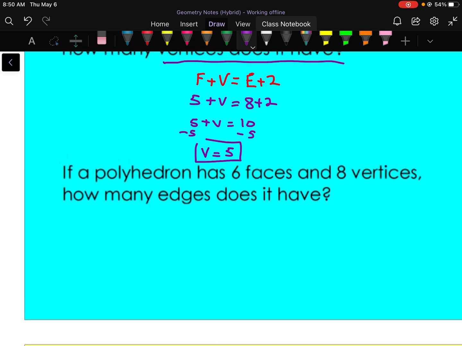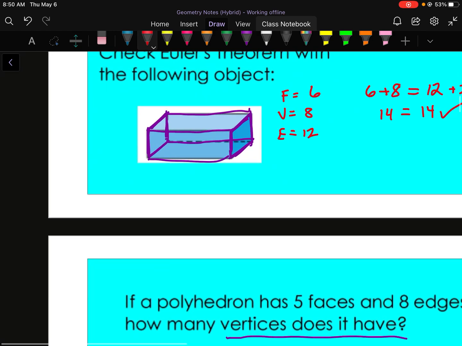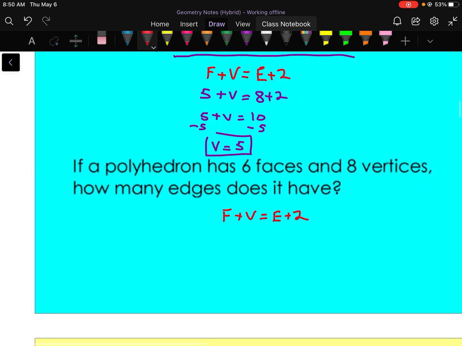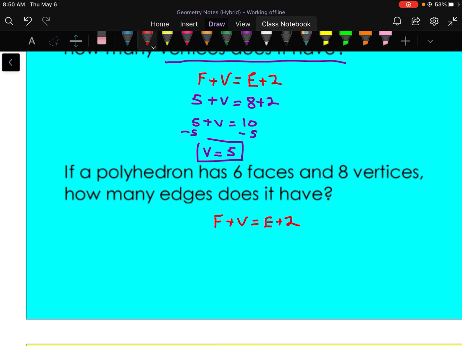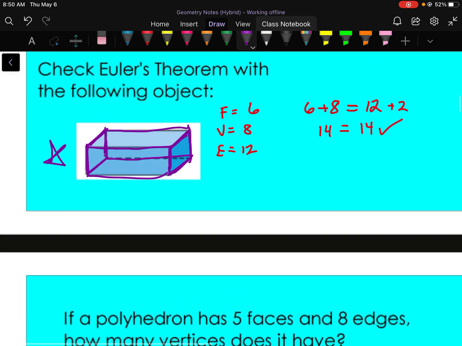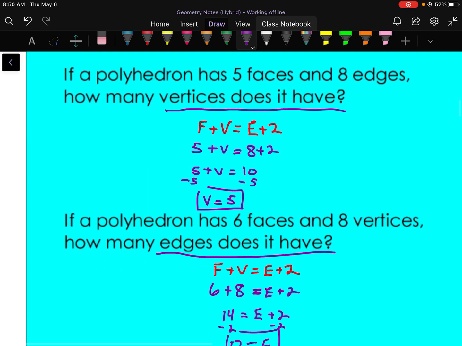If a polyhedron has 6 faces, I'll write the formula again. F plus V equals E plus 2. Again, that's Euler's theorem, Euler's formula. And then fill in the information that we're looking for. So the faces, there are 6. There are 8 vertices. How many edges will we have? Because that's what we're looking for. So E has to be my variable. 6 plus 8 is 14. Edges plus 2. Subtract 2. There are 12 edges. And we actually just did that right here. So there you go. That takes care of cross sections in Euler's formula.